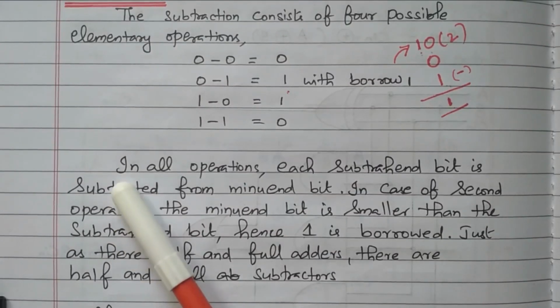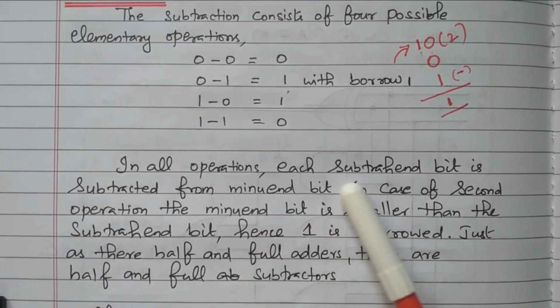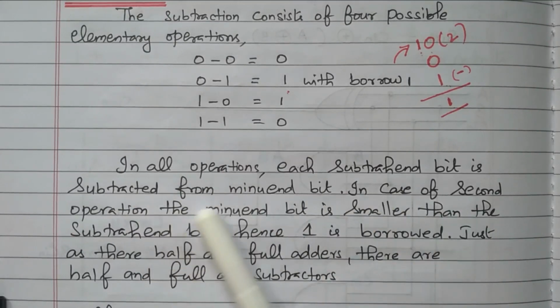Now we will see the description. In all operations, each subtrahend bit is subtracted from the minuend bit. In the case of the second operation, the minuend bit is smaller than the subtrahend bit, hence 1 is borrowed. So it is just like the half adder and full adder. Similarly, we have the half subtractor and full subtractor.